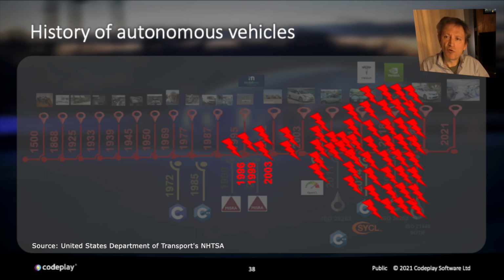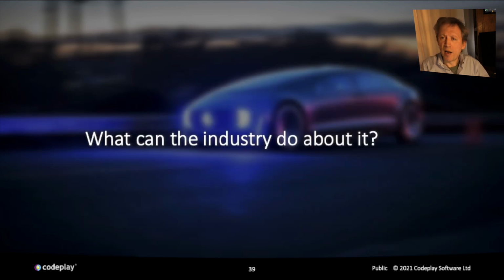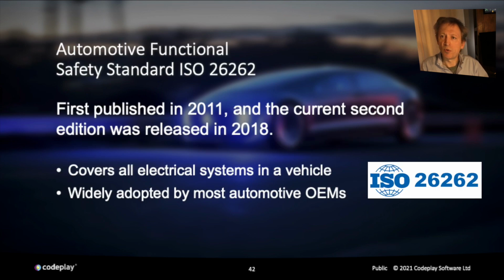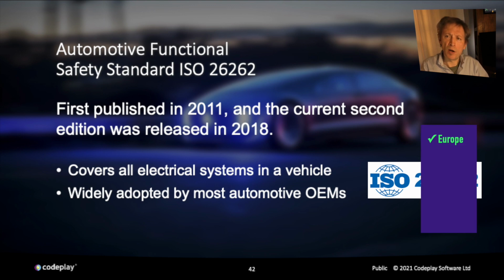The automotive industry knew they had to do something to stop legislation forcing them into doing something they did not like. So what did the industry do about it? Well, they created a safety standard tailored to their industry. In 2011, they published the ISO 26262 standard, and it was adopted immediately by the European automotive OEMs, which is not surprising as the standard was developed by the Europeans. From there, it gradually got adopted by more OEMs around the world.